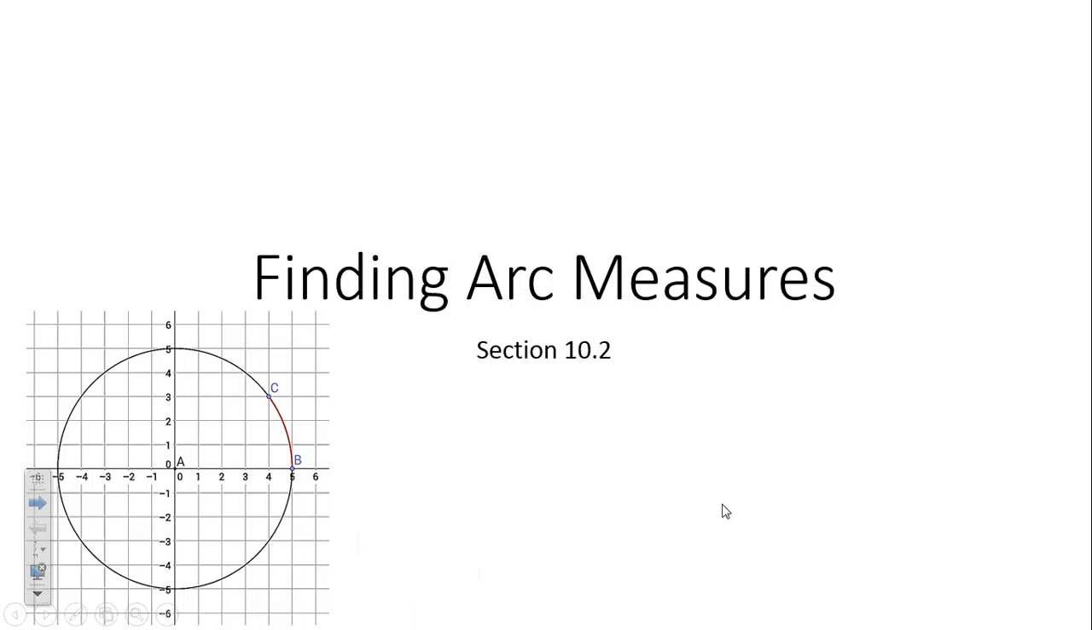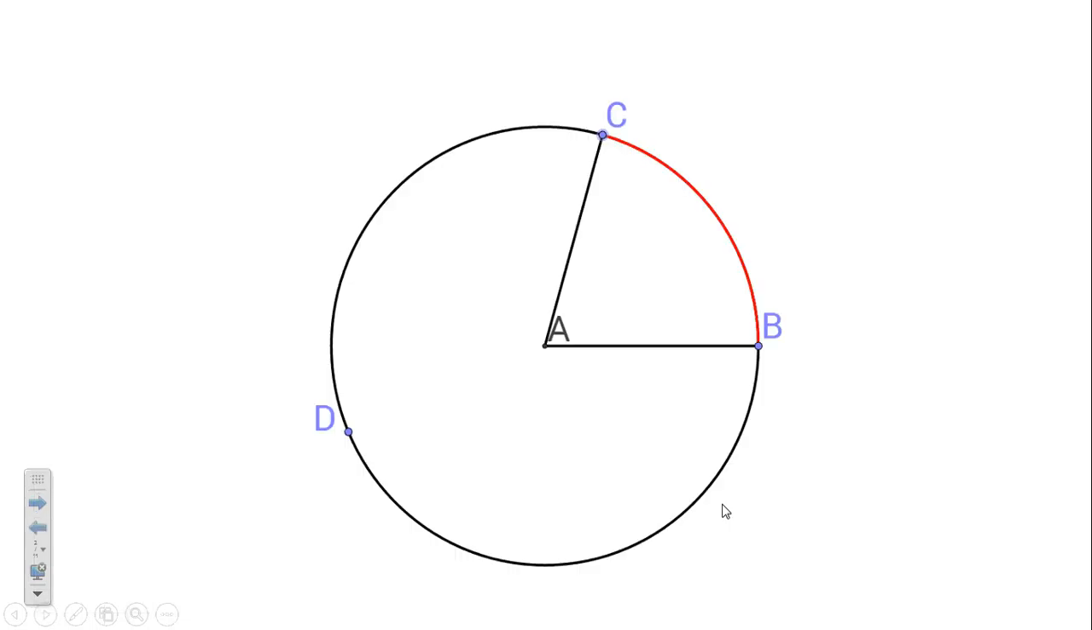Section 10.2 is on finding arc measures. The math is not hard. We just have some new vocabulary to get down. So the first thing we want to talk about is what we call a central angle.